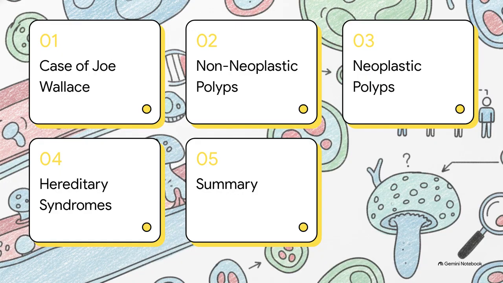Here is our agenda for today. 1. The case of Joe Wallace. 2. Non-neoplastic colonic polyps. 3. Neoplastic polyps and risk. 4. Hereditary polyposis syndromes. And finally, 5. Summary of colonic polyps. We have a beautifully structured journey ahead of us. We'll start with our clinical mystery, move through the harmless non-neoplastic polyps, tackle the dangerous neoplastic ones, and finish up with a deep dive into complex hereditary syndromes.